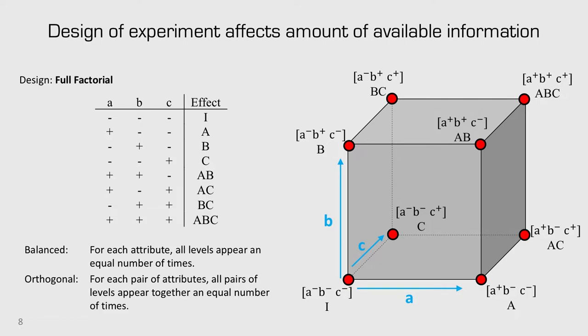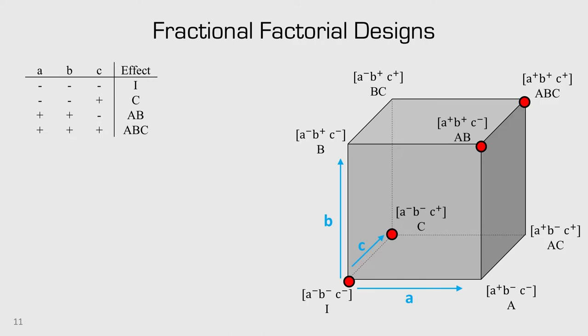But as the number of different effects we want to measure grows, a full factorial design may not be feasible. We simply may not be able to ask about every possible combination in the design space. And in that case, we often rely on fractional factorial designs, which are just a subset of the full factorial. So let's look at this particular subset. This fractional factorial design is balanced because for each attribute, there's an even number of times where the effects are positive and negative.